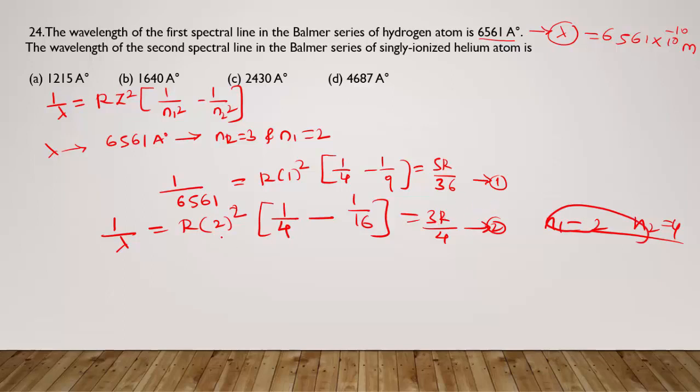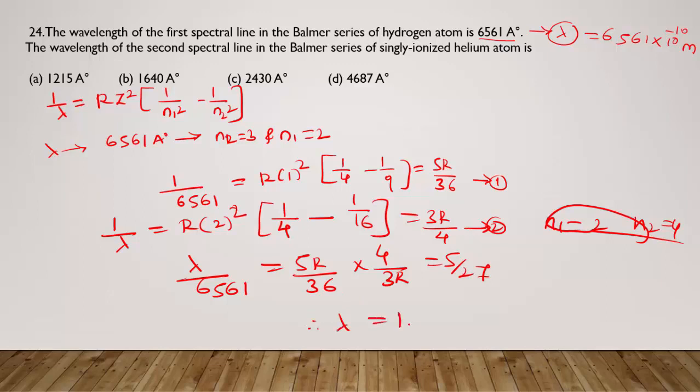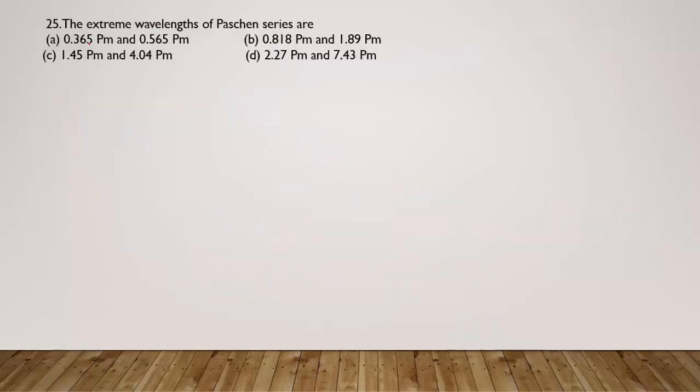When dividing these two equations, lambda divided by 6561 is equal to 5R divided by 36 into 4 divided by 3R, that is equal to 5 divided by 27. Therefore, lambda is equal to 1215 angstrom. Option A is the right answer.